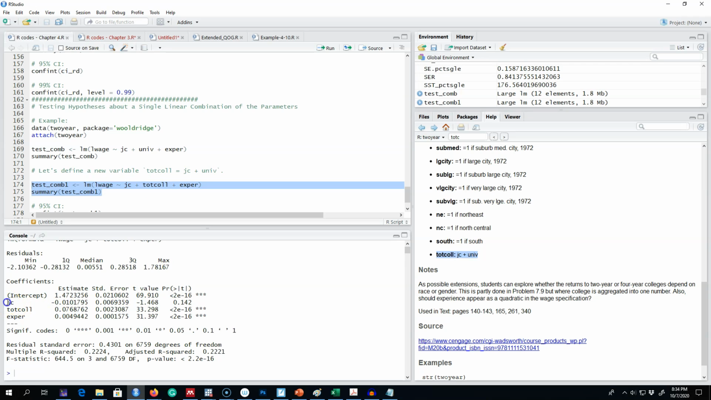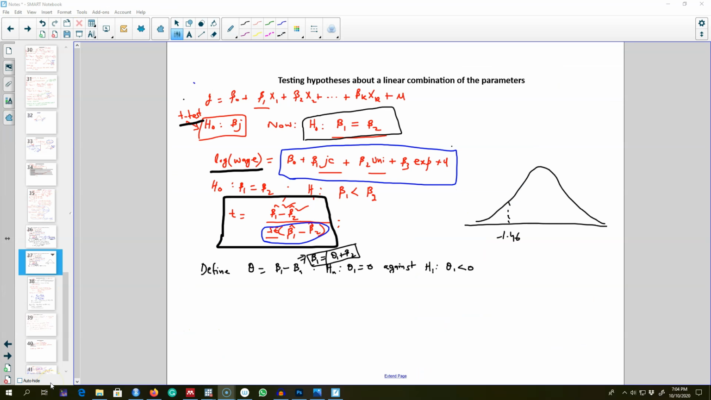So see here, the coefficient value for junior college is a negative number. And also it is not statistically significant. So the t-value is minus 1.46. Okay, so here is the t-distribution and here is our hypothesis about this value. And we know this value is minus 1.46.